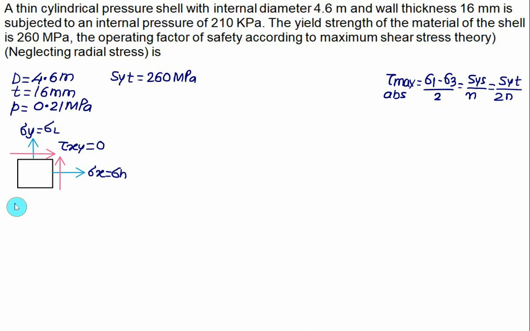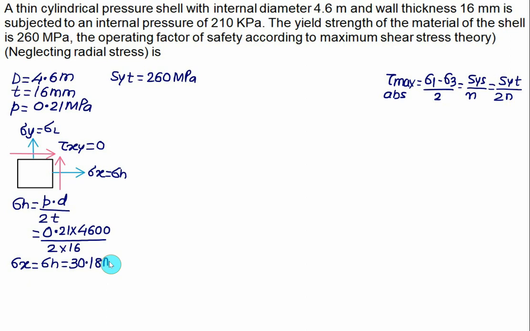So let's calculate the hoop stress first. Hoop stress is the pressure multiplied by internal diameter divided by 2 times thickness. Pressure is equal to 0.21 megapascal, diameter D is 4600, the whole thing divided by 2 times thickness, and thickness is given as 16. So the stress acting along the x direction is the same as the hoop stress, and the hoop stress comes out to be 30.18 megapascal.